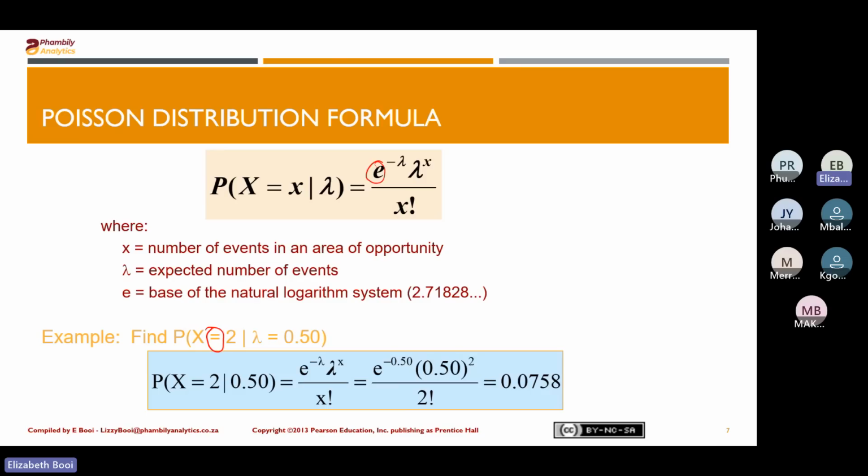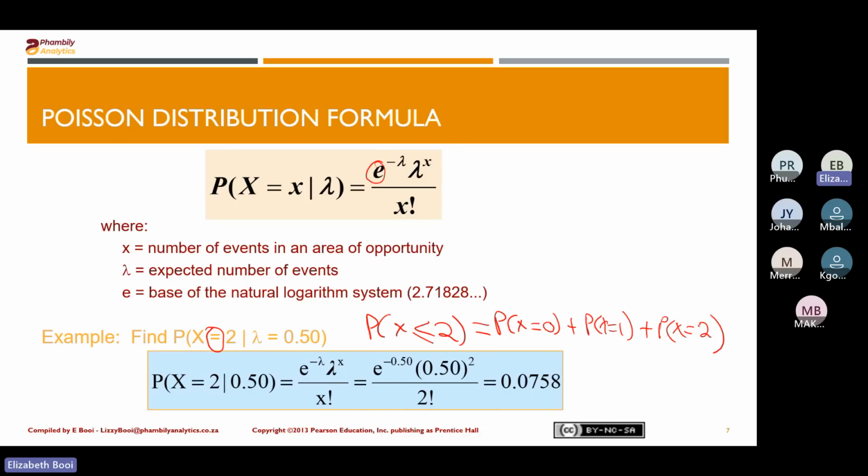Now, the challenge is, what if they would have said we need to find the probability of x is greater than or equal to 2? Therefore, we're going to use this formula to calculate the probability of x equals 0, plus the probability of x equals 1, plus the probability of x equals 2. So you will have to calculate all three probabilities, then add them together. It's the sum of all the probabilities of x less than or equal to 2.